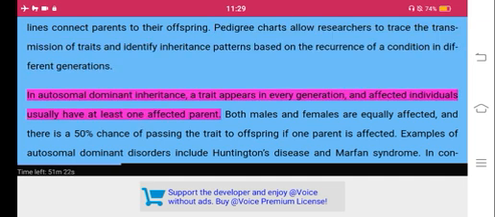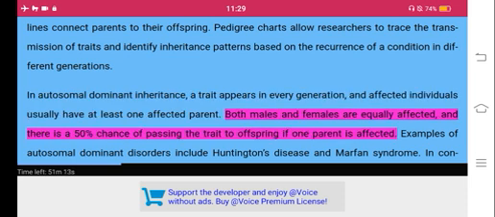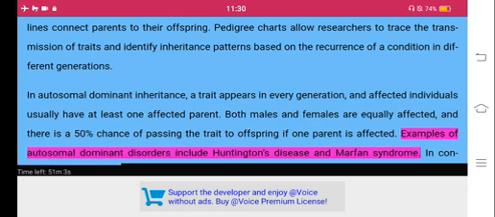In autosomal dominant inheritance, a trait appears in every generation, and affected individuals usually have at least one affected parent. Both males and females are equally affected, and there is a 50% chance of passing the trait to offspring if one parent is affected. Examples of autosomal dominant disorders include Huntington's disease and Marfan syndrome.